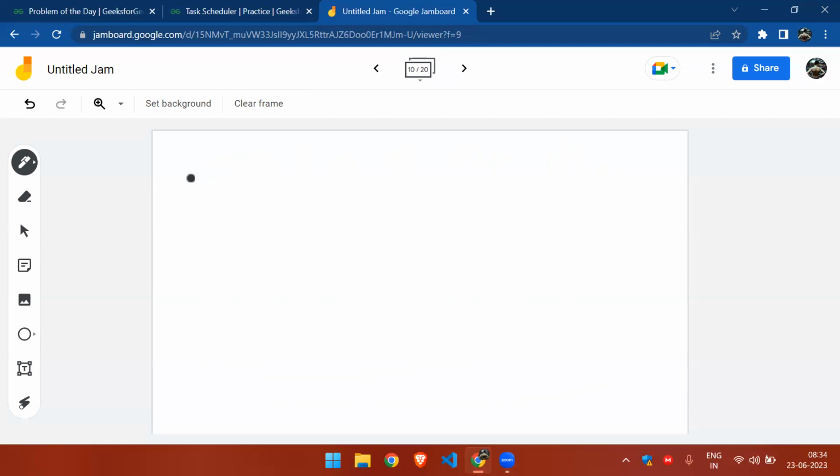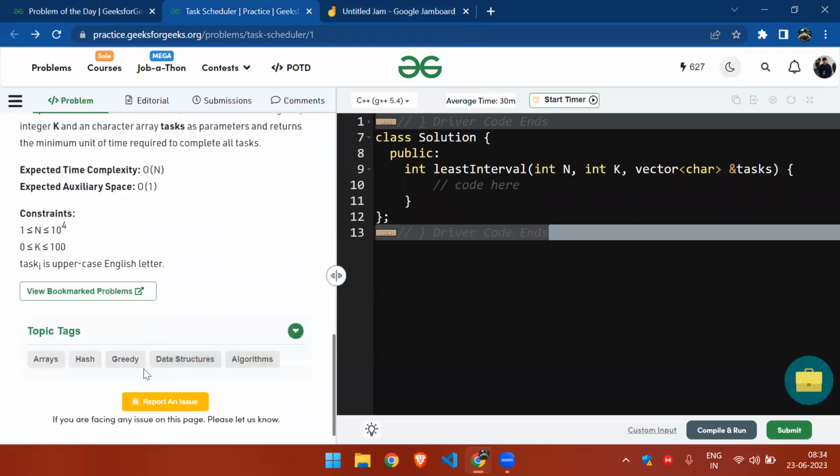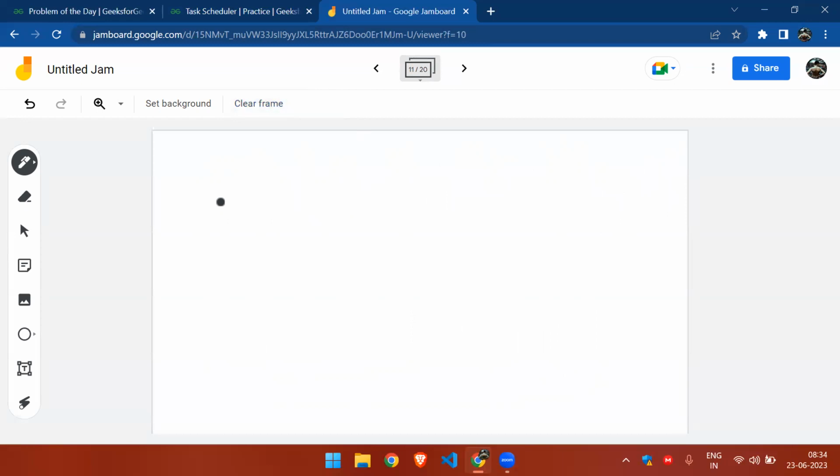So what we can make is first a frequency map. Let me write it down as an array so you don't get confused. So we will have a frequency array. Then we will calculate the total number of idle spots. Since if you look at the topic tags, we have greedy algorithm, right? So what do we do in a greedy algorithm? We first calculate our answer, then we try to minimize it.